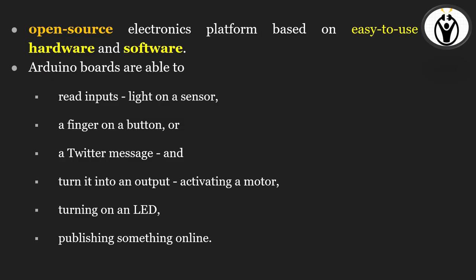So Arduino is an open source electronic platform based on easy to use hardware and software. And these are some applications of the Arduino boards. It can be used to take some inputs from the sensors, a finger on a button, a Twitter message, activating a motor. If you want to turn on or turn off the LED, then you can use the Arduino boards. And if you want to publish anything online, then also you can use the Arduino board. But publishing something online requires the internet, which again introduces one different technology named Internet of Things. So we will be doing some part of Internet of Things in this series, and the upcoming series will be entirely on IoT.